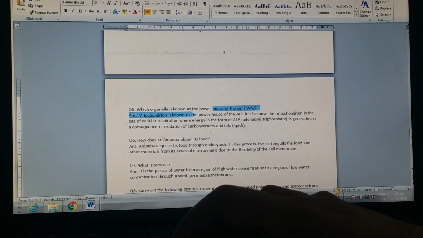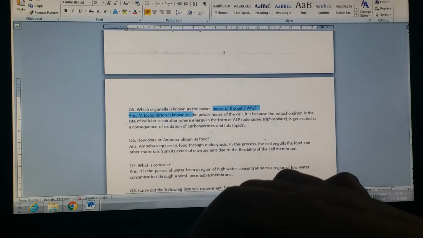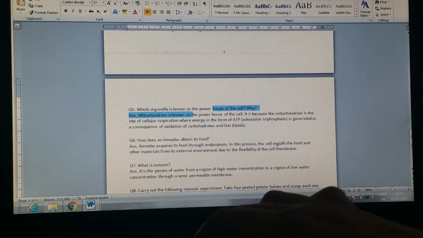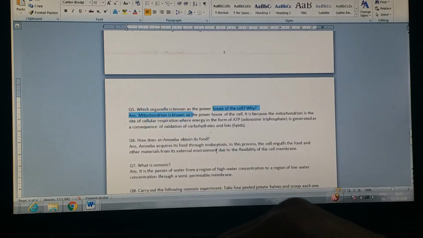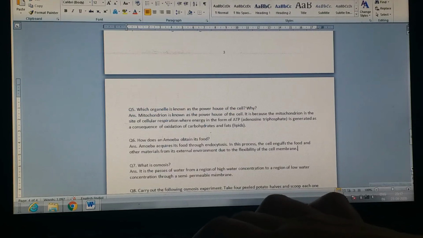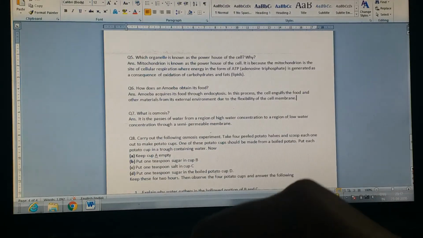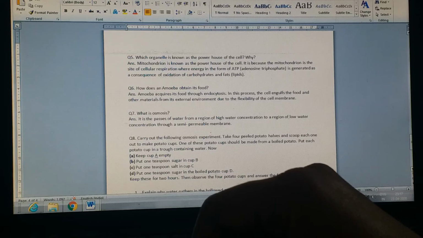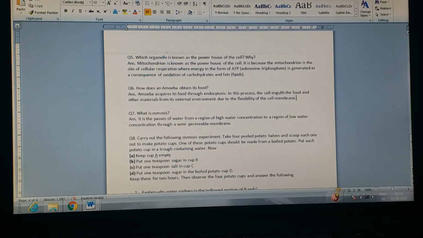Next question. How does the amoeba obtain its food? Amoeba obtains its food by the process called endocytosis. Using this process, the cell engulfs the food and other material from the external environment due to the flexibility of its cell membrane. And next, osmosis, you all know, we have discussed before also. Osmosis is the process of water moving from a region of high water concentration to a region of lower water concentration through the semi-permeable membrane. That is why it is called osmosis.